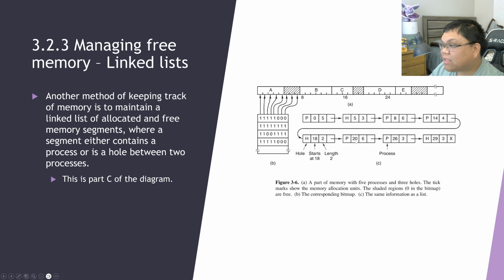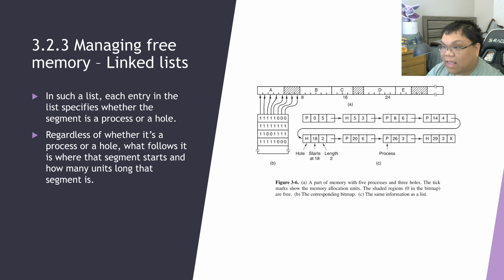That has a pointer to the next segment, that is a process, that starts at 20 and is 6 units long. It has a pointer to the next segment, that is a process, it starts at 26 and runs for 3 units long, and then it continues to the next segment, that is a hole. It starts at 29 and runs for 3. That is our linked list. And this is a different way of conveying the same information that this is conveying. So, 2 different ways of representing the same information.